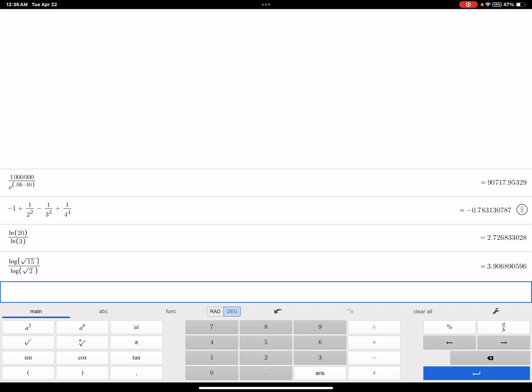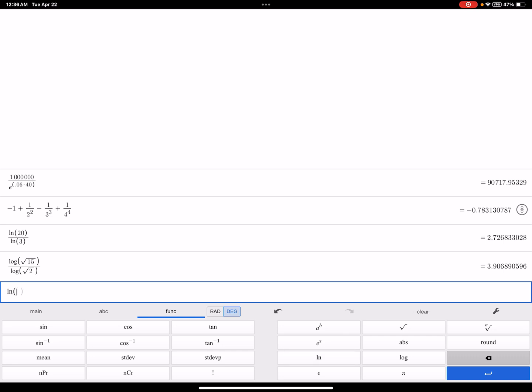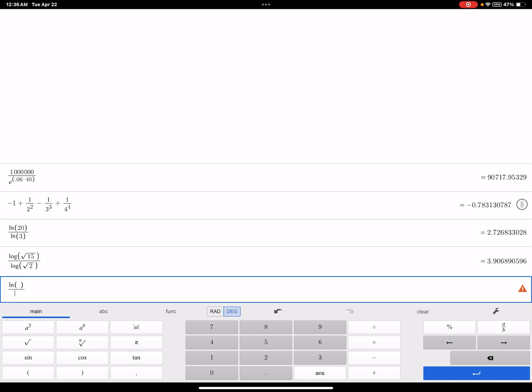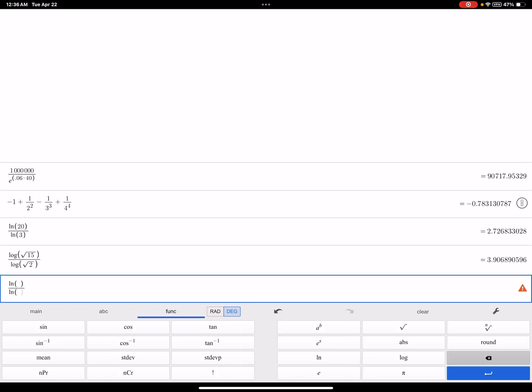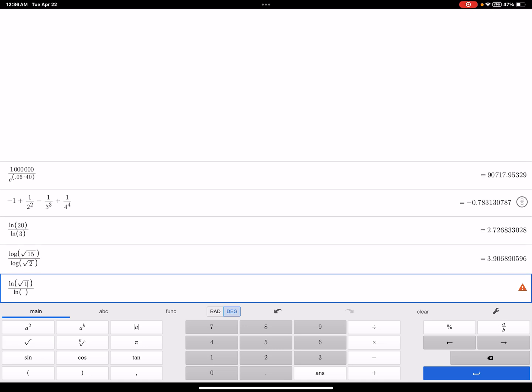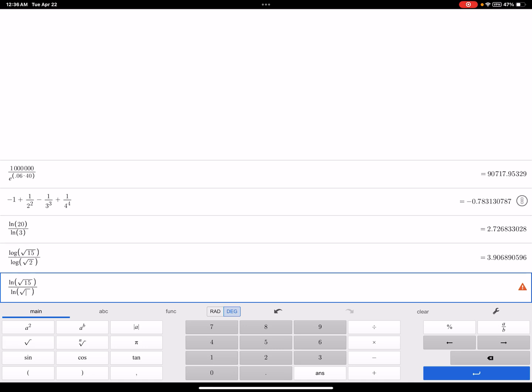Okay, what I want to show you guys though is, check this out. I'm going to use a different one. Let me try natural log, same numbers. In theory, this should be the same, right? Because that's the whole point. The change of base formula says I should be able to choose any log I want. So if I choose natural log, I should come up with the same answer. So let's see, square root of 15 up top, square root of 2 down below, and voila, you do get the same number, 3.9068. Of course you do, because that's what the change of base formula is.